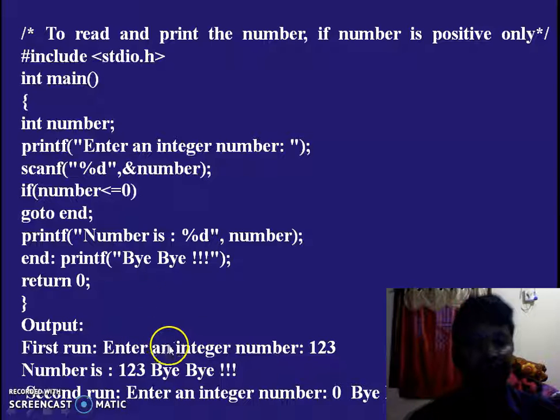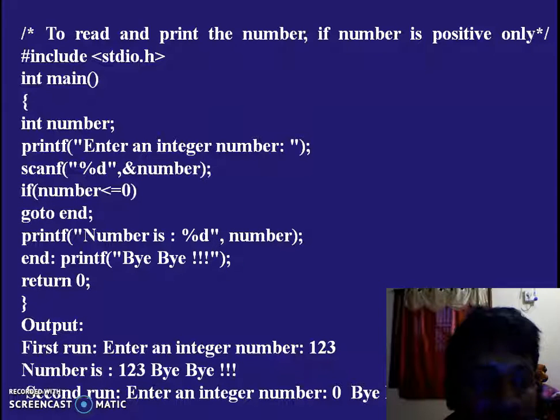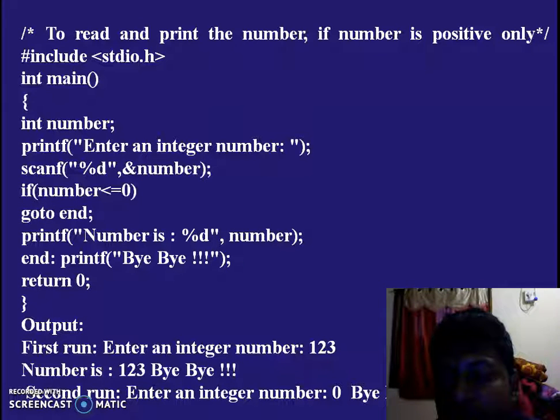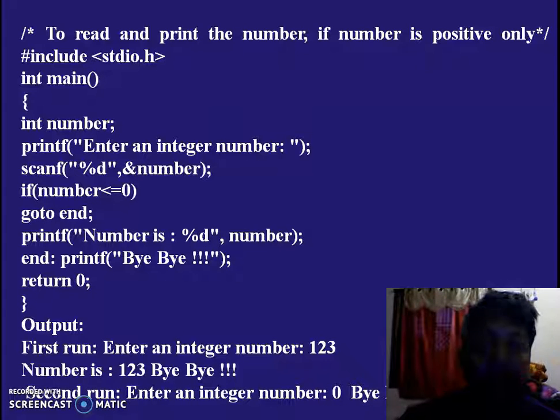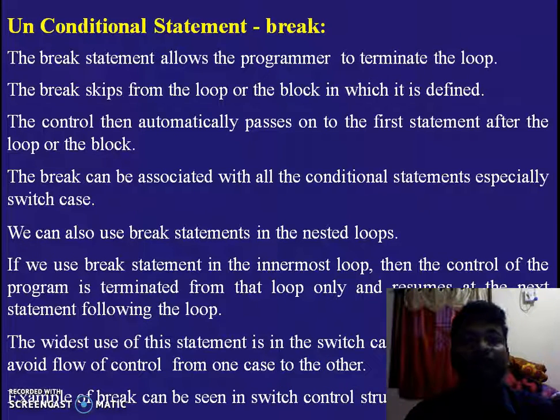Now we can see here, if it is greater than 0, the number will be displayed here, number 1, 2, 3, which is given here, and it will say bye bye. If it is 0, it will go and directly say bye bye, number 0 and bye bye. It means that in the Goto statement top to bottom, it will jump from top to bottom to where the label is found. And coming to the next one, unconditional statement break.